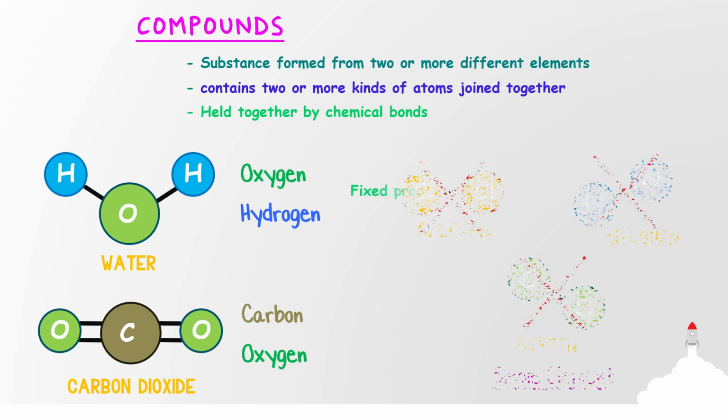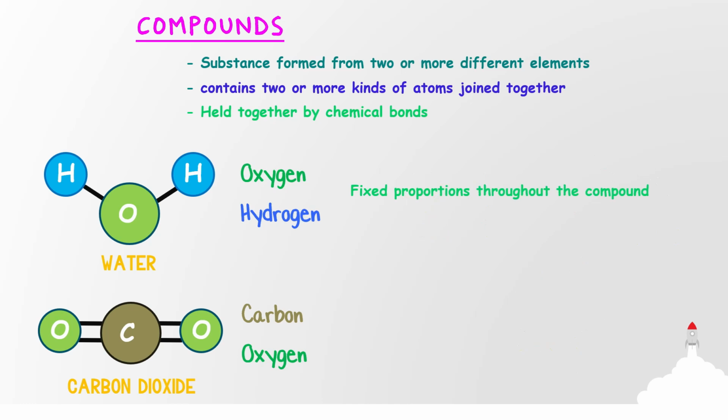Another principle of compounds is that when compounds form, the atoms of each element within the compound are of fixed proportions throughout the compound. So if we take water as an example, it always has 1 atom of oxygen and 2 atoms of hydrogen.